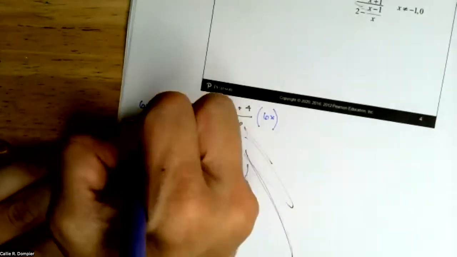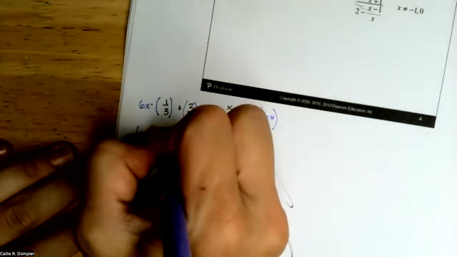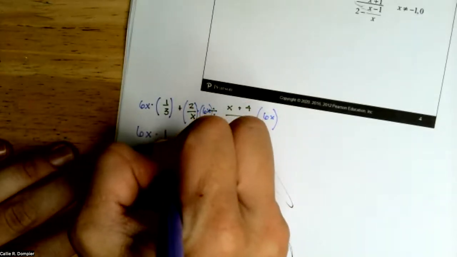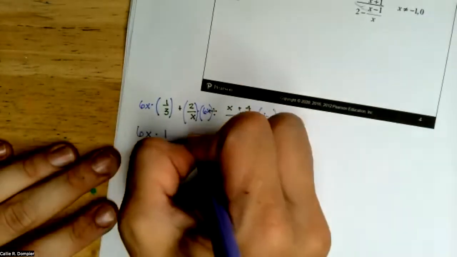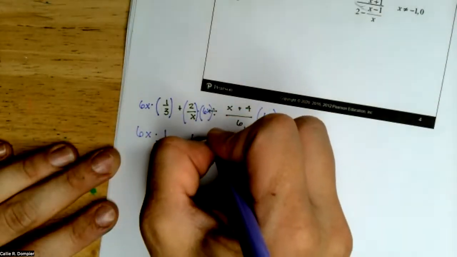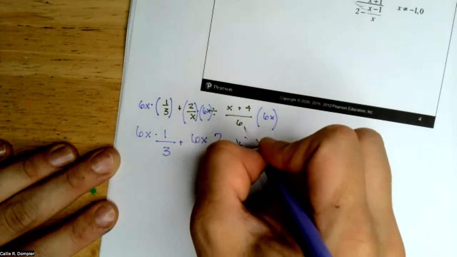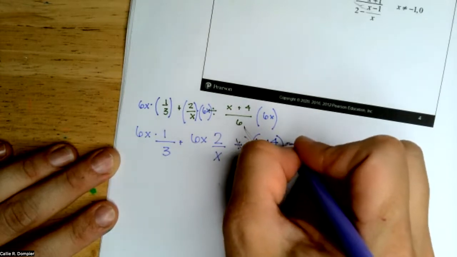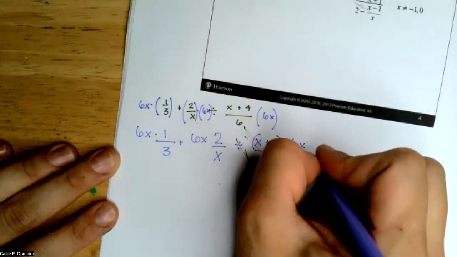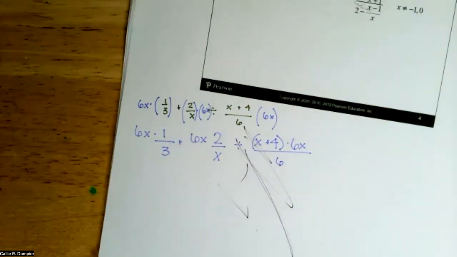When you're multiplying by it, it goes up to the top, right? So now I have a 6x on the top, a 3 on the bottom. Here I have a 6x on the top, an x on the bottom. Here I have 6x on the top, 6 on the bottom. Good.